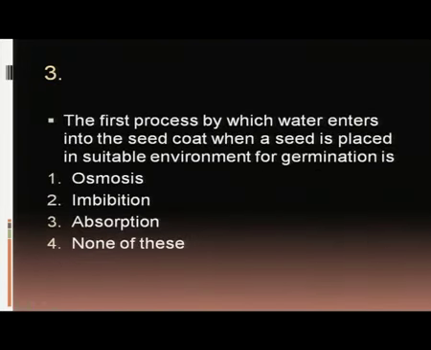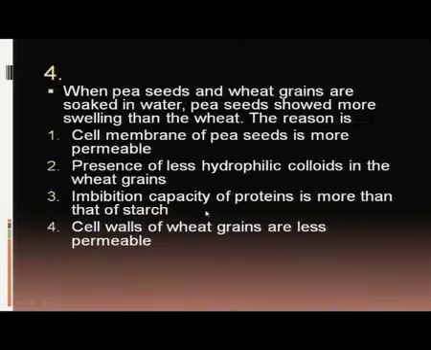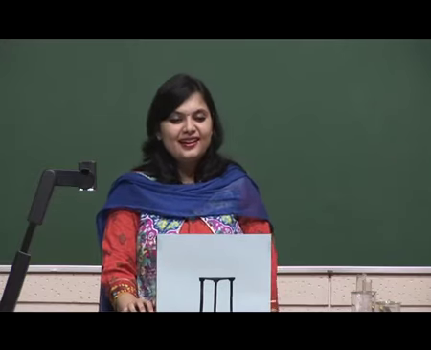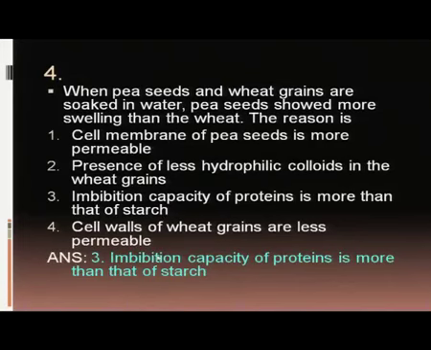Very good. Next, the process by which water enters into the seed coat when a seed is placed in a suitable environment for germination is again imbibition. Again, we are comparing pea seeds and wheat grains. They are soaked in water. The pea seeds showed more swelling than wheat, and the reason? Oh, I have just now discussed it. If you had listened properly, you must know the answer, that the imbibition capacity of proteins is much more than that of starch. That is why the pea seeds get bigger in size as compared to wheat seeds, which have mostly starch.